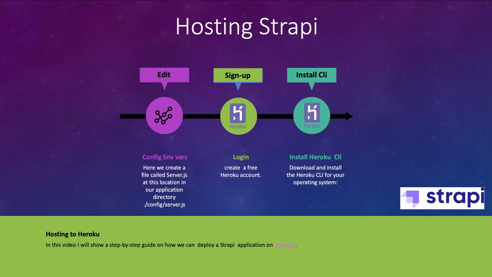In this video, I will show you a step-by-step guide on how we can deploy a Strapi application on Heroku. But in order to do so, we'll need to firstly configure our environment variables in our application and also create a free Heroku account. And the third one will be installing a Heroku Git locally.